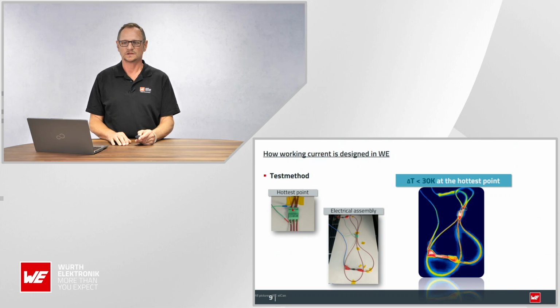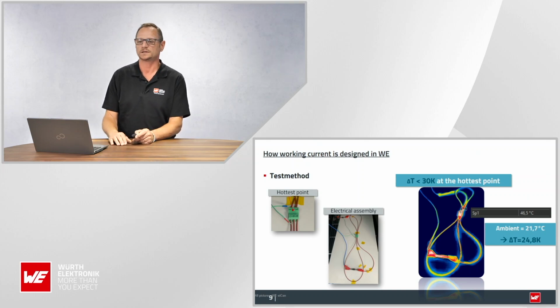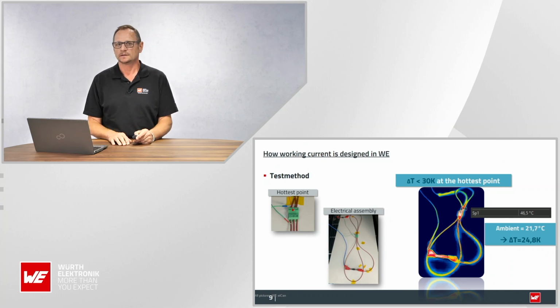And what happened to this system here, we found out after it stabilized running for a while, this ended up with a total temperature of 46.5 degrees, where we had an ambient temperature in the lab of exactly 21.7 degrees. So the delta T, the temperature rise, was just 24.8 Kelvin, which is exactly in the range. You see it's below 30 Kelvin, and therefore everything is fine with that kind of cabling here.